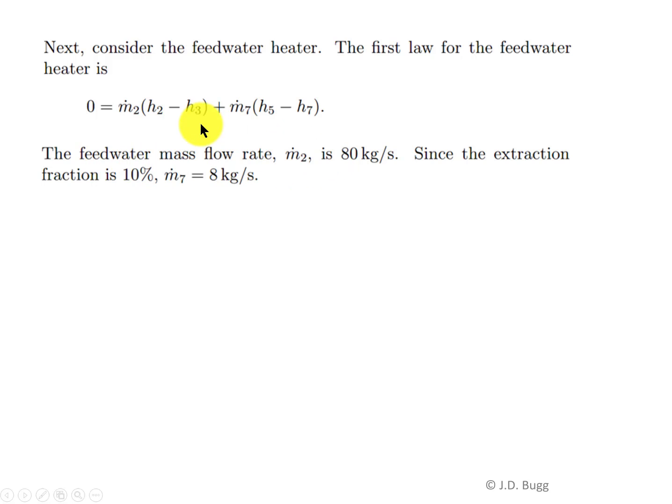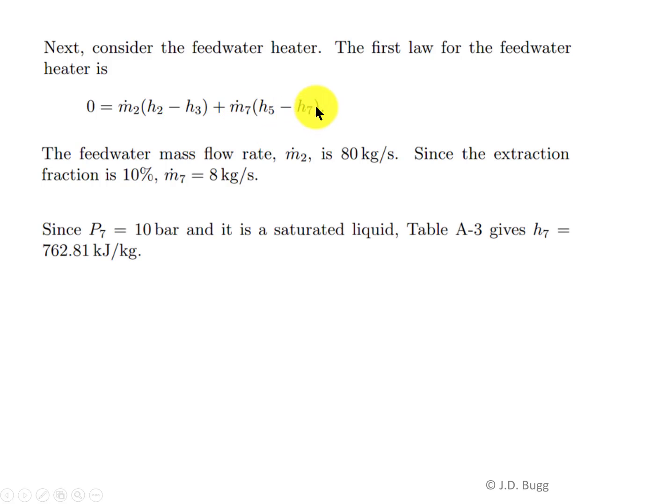So the feedwater mass flow rate, m.2, is 80 kilograms per second. And the extraction fraction is 10%, so this m.7 is 8 kilograms per second. So those are the two mass flow rates that we'll be putting in there. At 0.7, to get this H7, that's at 10 bar, and it's a saturated liquid. So table A3 will give us H7, and that's 762.81 kilojoules per kilogram at 10 bar.